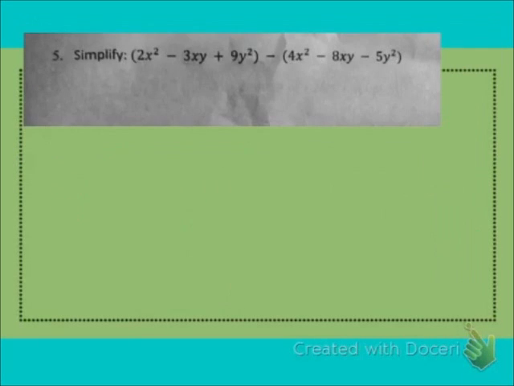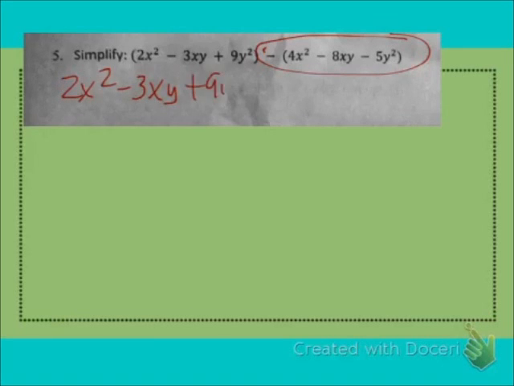Now this here comes from section 5.3, which is just combining like terms. There is a subtraction sign. Please keep in mind that changes all of this. So this here would stay the same. But the second polynomial, that positive 4x squared becomes a negative 4x squared. That negative becomes a positive 8x. And that negative 5y squared becomes a positive.